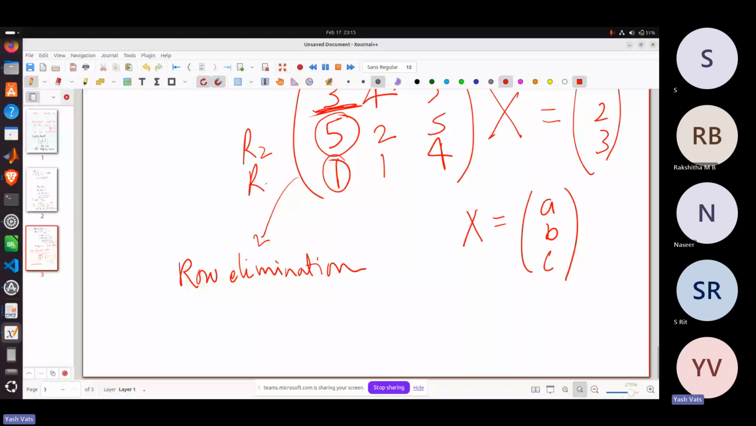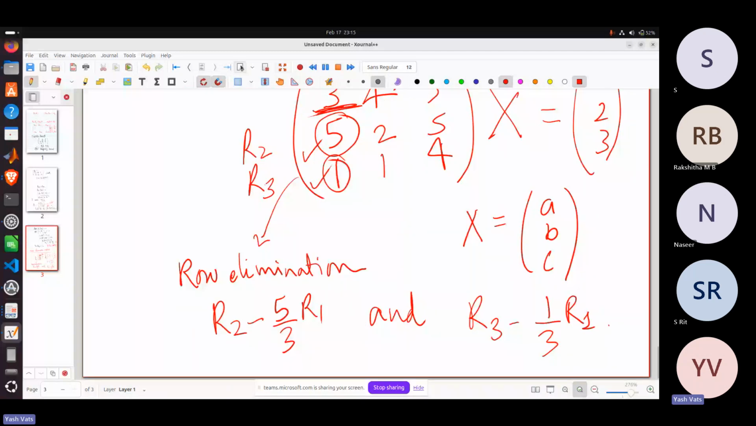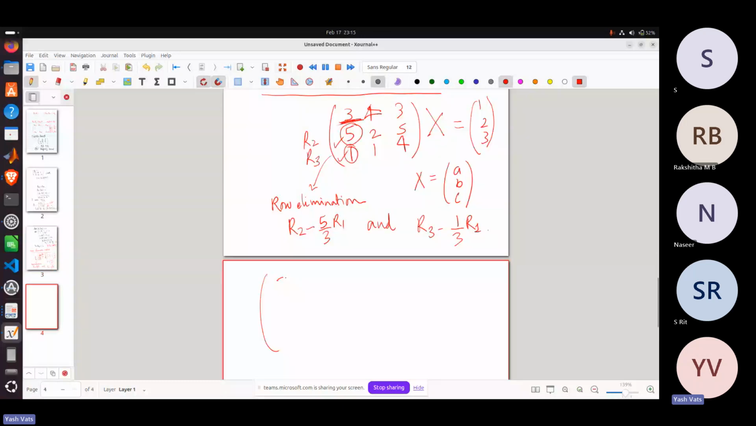So you're going to need these two things. All right. If I go to the next page, what you're going to get from this is 3, 0, 0, and you have 4, and again you have to do the same thing.